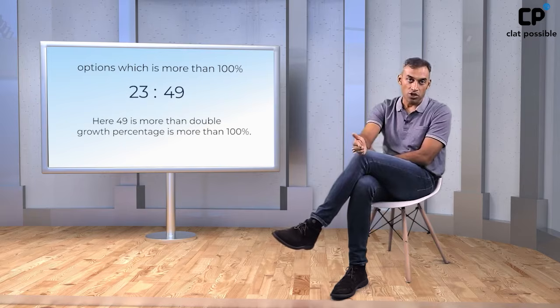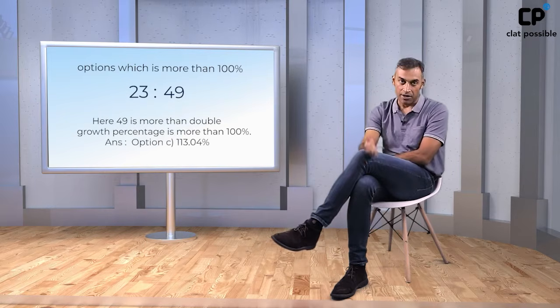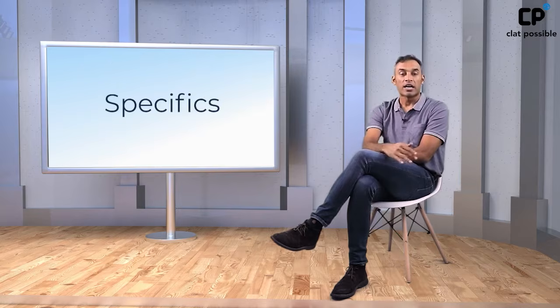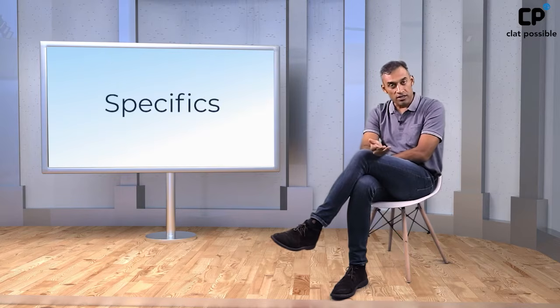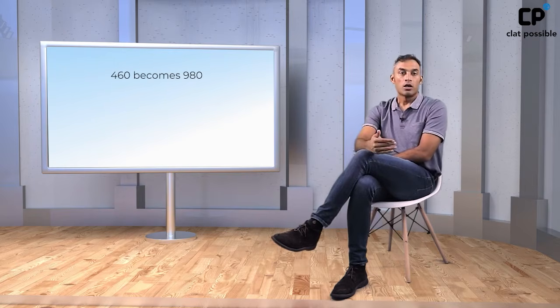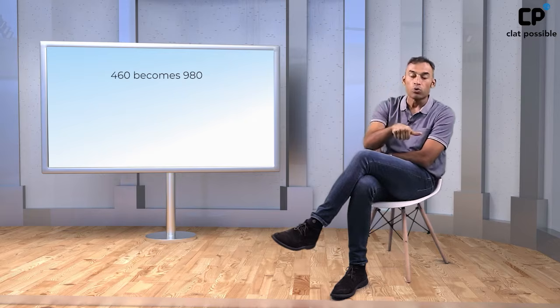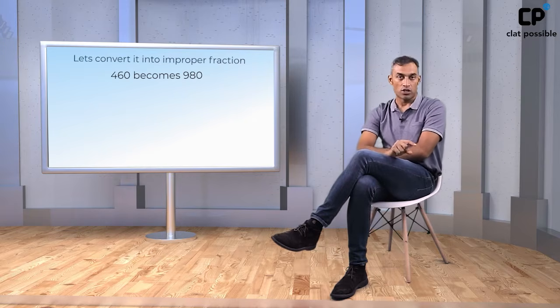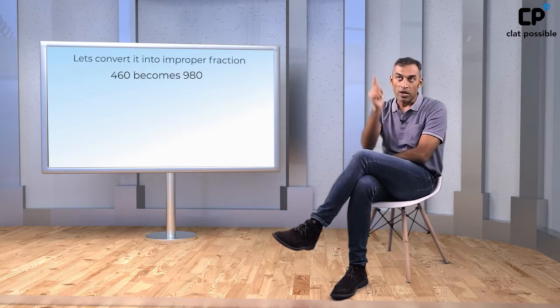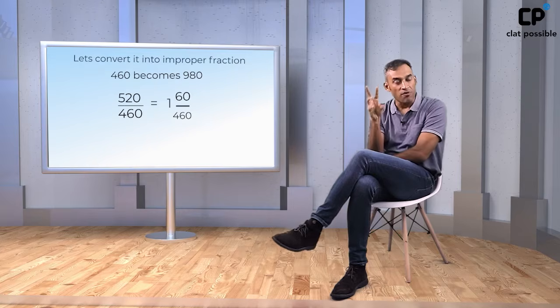So one way of looking at the question is elimination of options. If I just have one option which is slightly above 100%, I'm going to mark it. The second thing is getting into specifics. Now how do we calculate this? Again, we look at two approaches here. 460 has become 980. So what is the growth percentage if we have to calculate? Before we do that, we convert this into an improper fraction. Now what is the improper fraction here? 980 upon 460, which is 1 and 160 upon 460. So that's the improper fraction here.